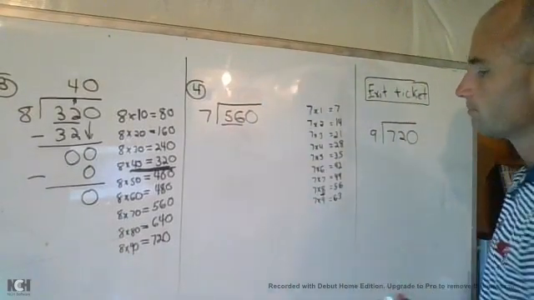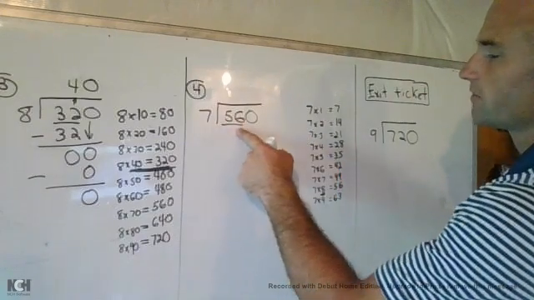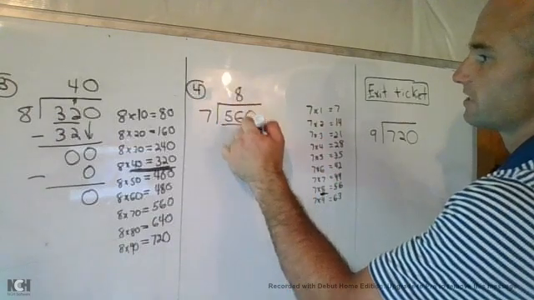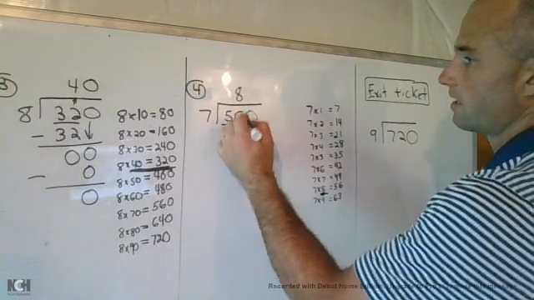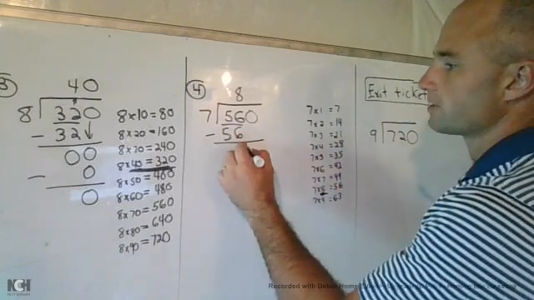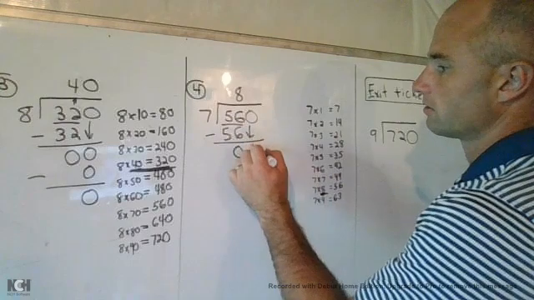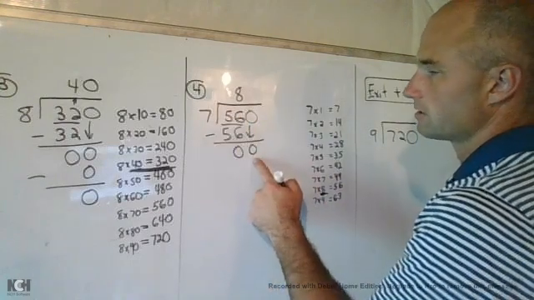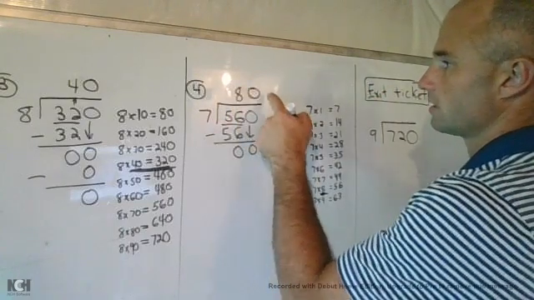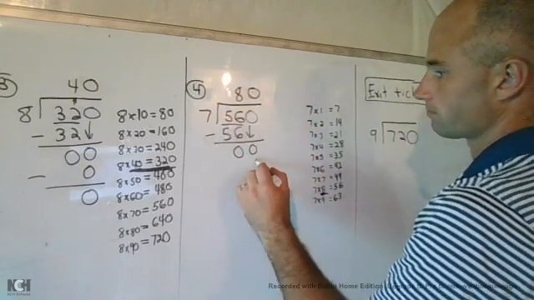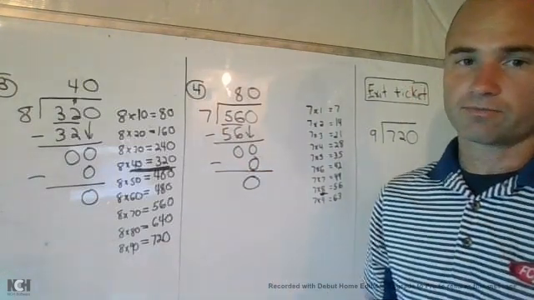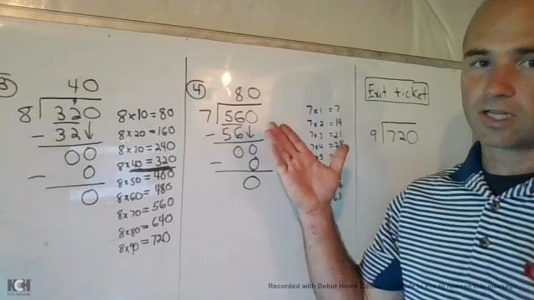All right, so here we go. 7 goes into 56. We realize it goes in 8 times. The 8 goes above the 6 from 56. 8 times 7 equals 56, as we saw here. We subtract. We bring down. 7 goes into 0 0 times. 0 times 7 gives you 0. I subtract, and I have nothing left over, giving me 80 as my answer.